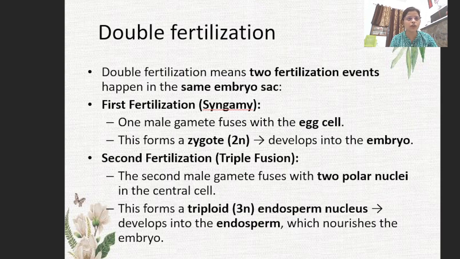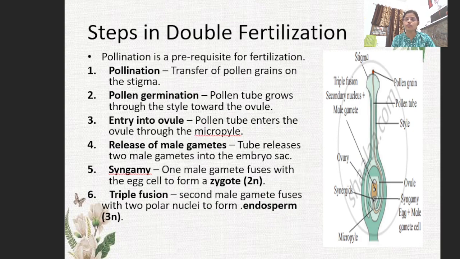Now we move on to the steps of double fertilization. As we know, for fertilization, pollination is a prerequisite. In pollination, the pollen grain transfers from the anther to the stigma. After landing onto the stigma, it absorbs moisture and germinates. It produces the pollen tube. The pollen tube enters into the style, then to the ovary, to the ovule, and finally into the embryo sac.